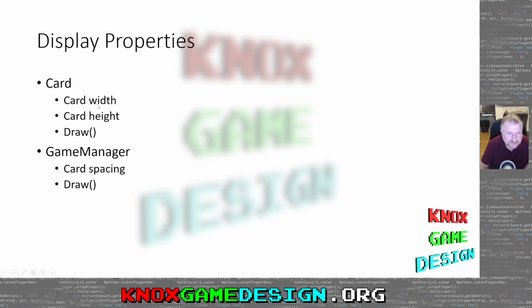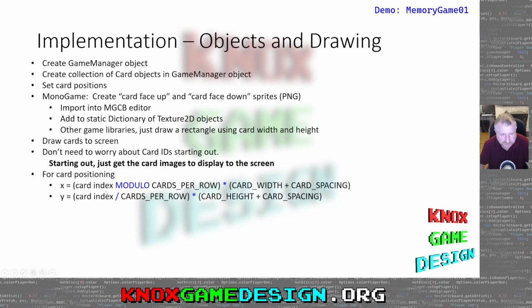Here's some display properties for the card, a width and a height, and a draw method. So by the way, my example is in MonoGame again. I like MonoGame just because you can get Visual Studio for free. The MonoGame library is for free. The only downside to MonoGame, they don't have a web build, so you can only do desktop builds. I think you can do Android mobile builds. So then the game manager, you're going to have card spacing and draw. I think some other properties I left off here.